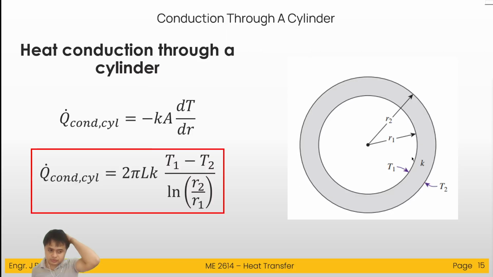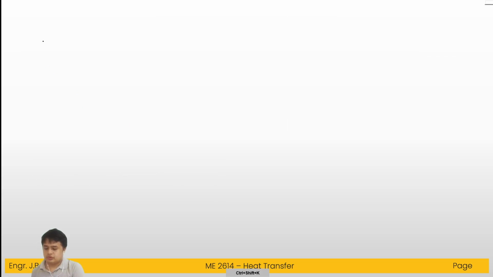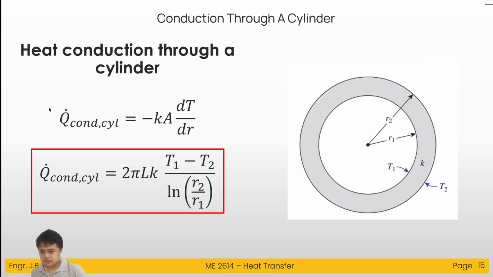Okay, now if we have conduction through a cylindrical surface, it is actually different. The formula is different for conduction, and let me explain why. Remember Fourier's law, which states this, but instead of x, we have the radius. The radius varies as heat transfers from the inside to the outside of the cylindrical wall.